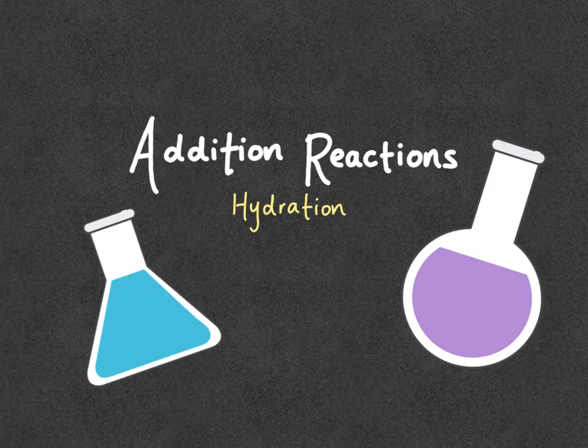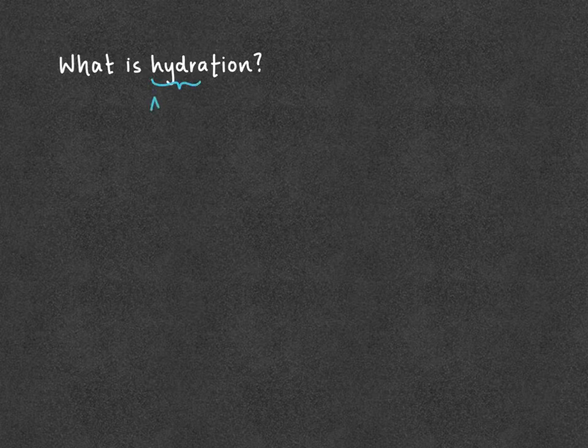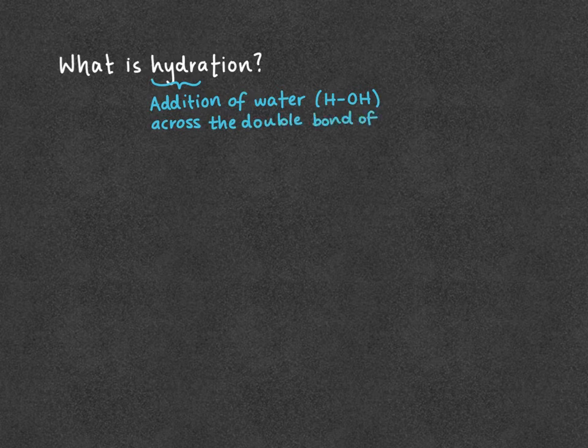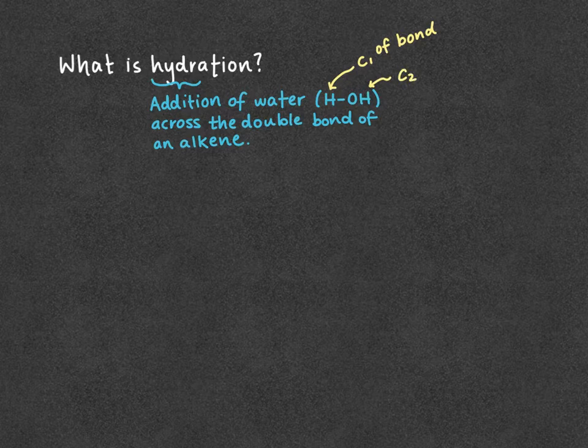In this video, we're going to look at another type of addition reaction called a hydration reaction. And we'll start by investigating what hydration is. So from the name, hydration is the addition of water across a double bond. If you look here, I've written water as HOH. That's because hydrogen will add to one carbon, so we'll call this carbon 1 of the double bond. And OH will add to the other, which we'll call carbon 2 of the double bond.